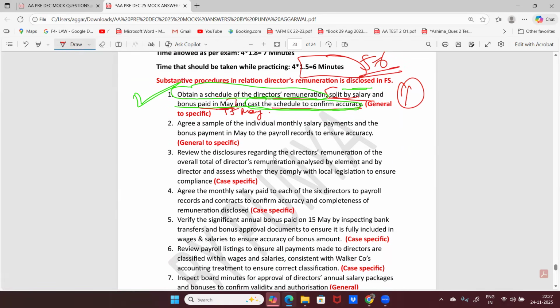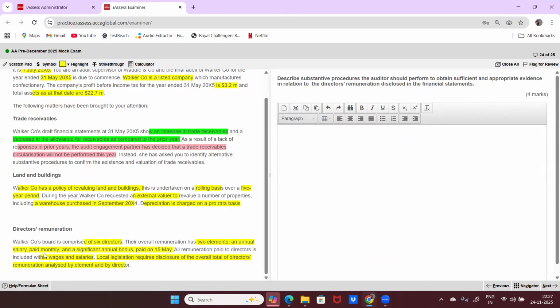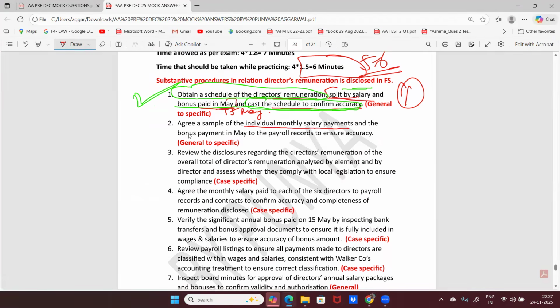All right, next, agree a sample of individual monthly salary payment. So we got to know that they are getting their salaries paid monthly, and the bonus paid in May, to the payroll records to ensure accuracy.